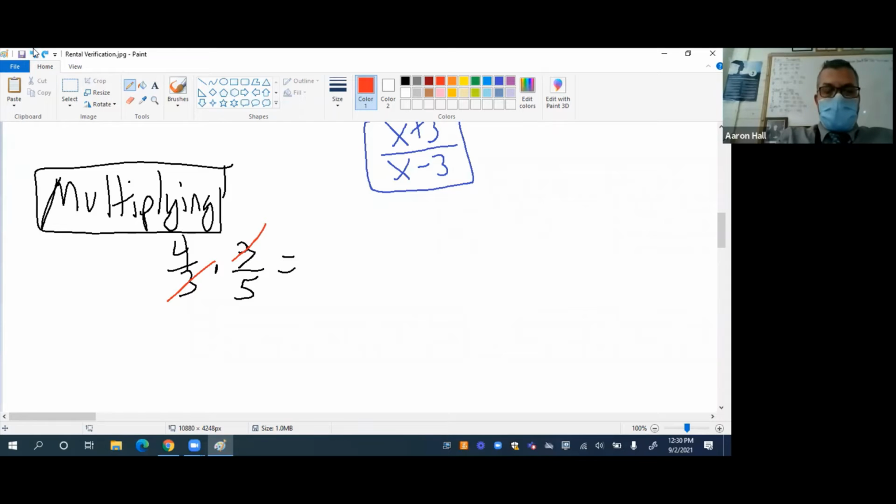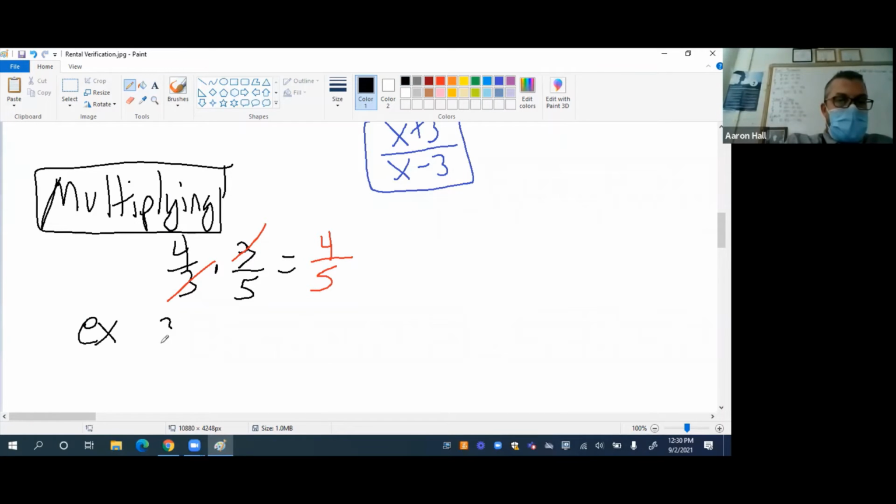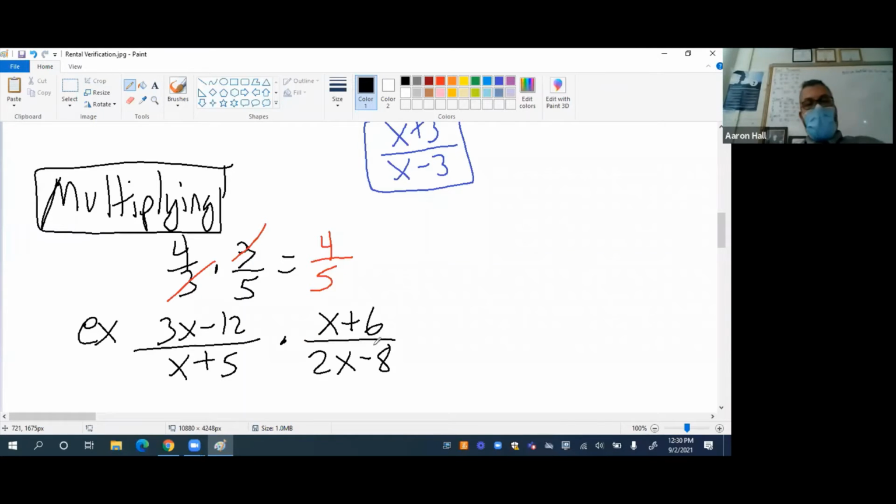So what's my answer? 4/5. Yeah, 4/5. Let's do an example. Here's my example: 3x minus 12 over x plus 5 times x plus 6 over 2x minus 8. What are the directions? Multiply. Directions are to multiply.